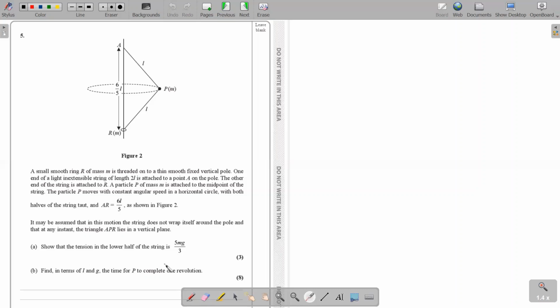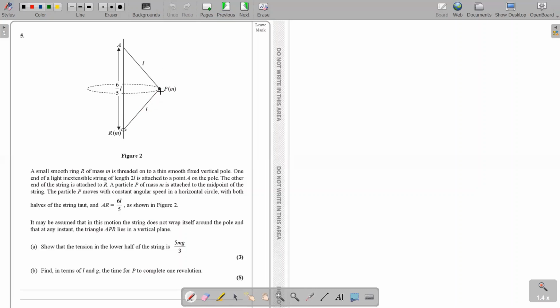Show that the tension in the lower half of the string is 5mg over 3. Okay, so you need to realize what the picture is and what the first thing is. Anyway, you have to mark all the forces acting on this, right? They say show the tension in the lower half of the string. So in this part of the string, what are the forces we have?